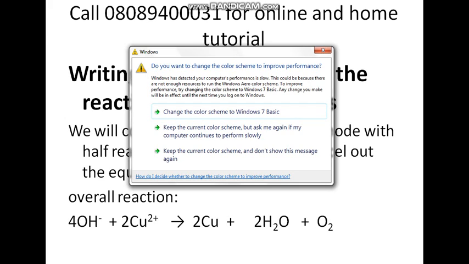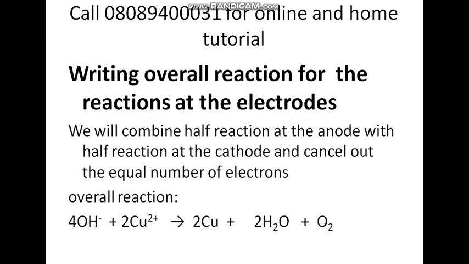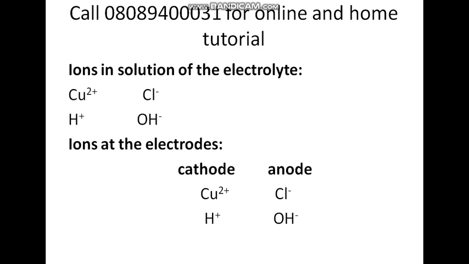I want to look at example 2. I want to look at the reactions at the electrode during electrolysis of concentrated copper 2 chloride solution using graphite electrodes. What are the ions in solution of the electrolyte? Copper 2 ion and chloride ion from copper 2 chloride salt, hydrogen ion and hydroxy ion from water.